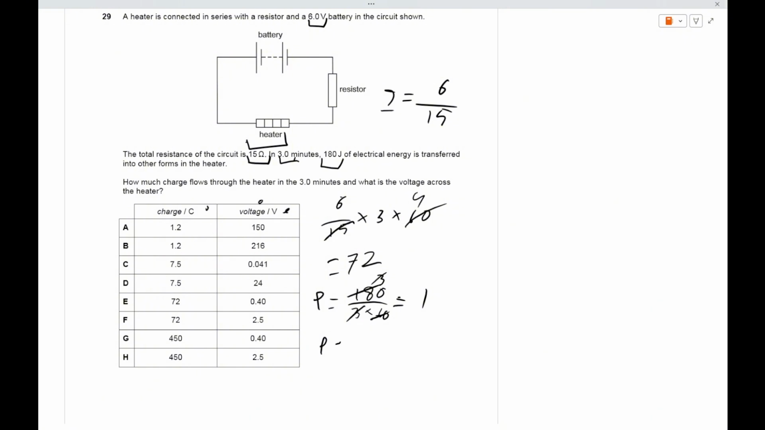You also know that power, dissipated power, is equal to VI. We already have V, which is 6 over 15, so you know that it's going to be the reciprocal of that, so it's going to be 15 over 6. And you can see that this is bigger than 1. Since we know that it's going to be 72, only one of these options is more than 1. So it's going to be F.